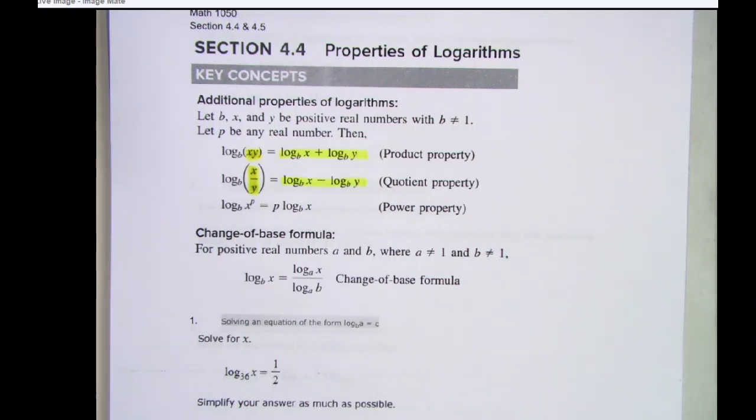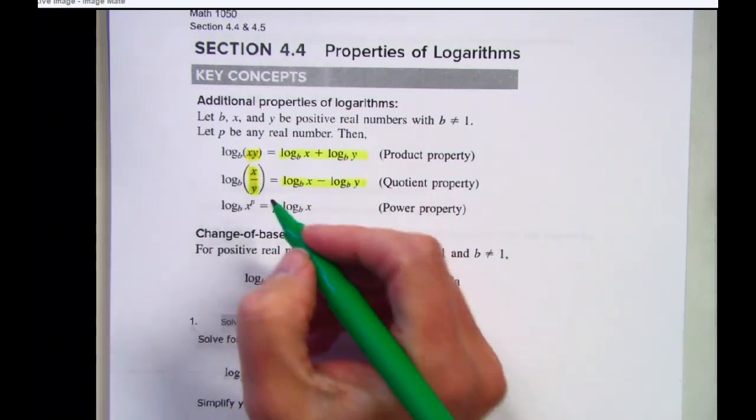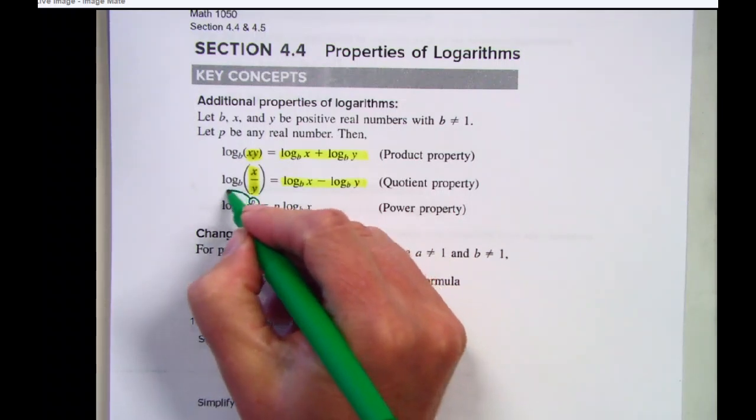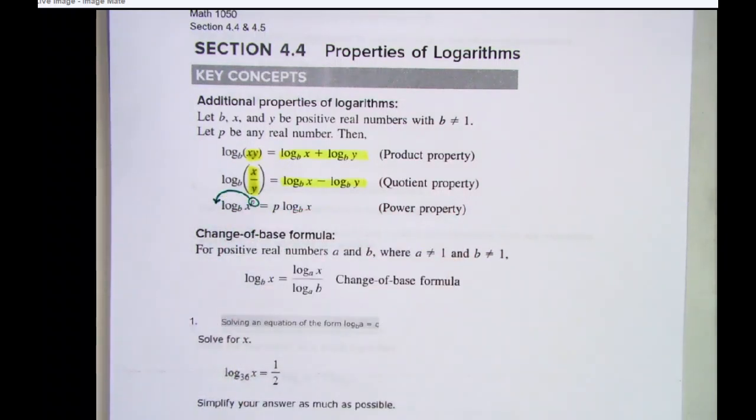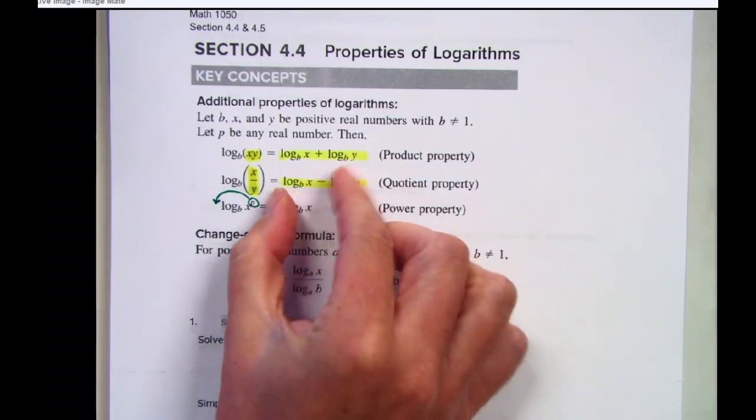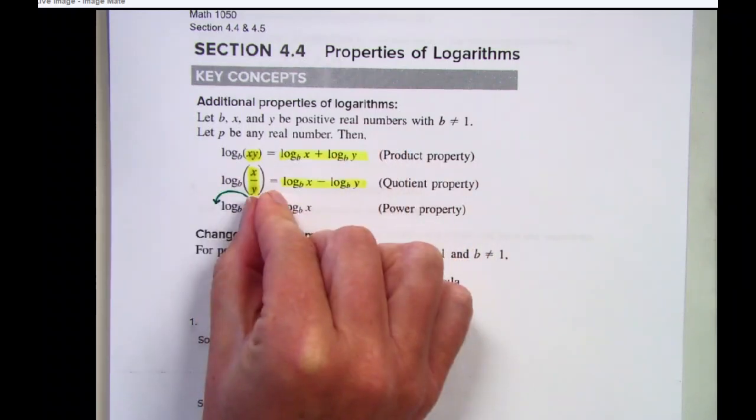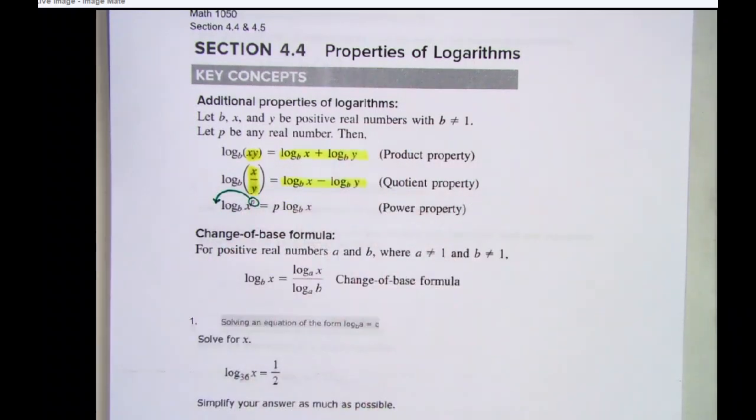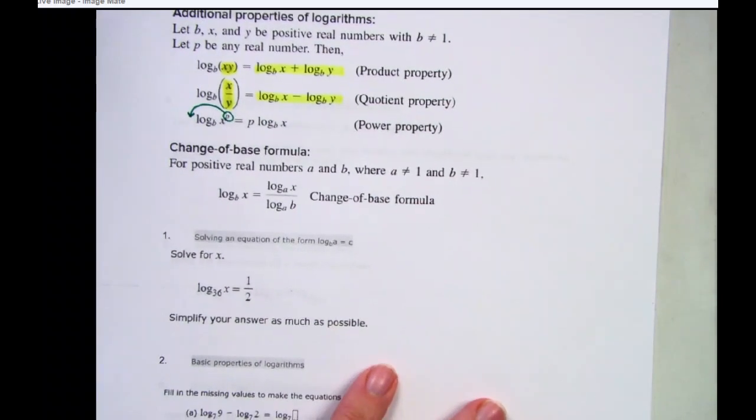And then I know we talked about this little power property, that guy can move down in front. Now, depending on the problem you're focusing on, it will either ask you to expand it or to simplify it and make it as small as possible. So just always look for what they're asking. And then we have our change of base formula.